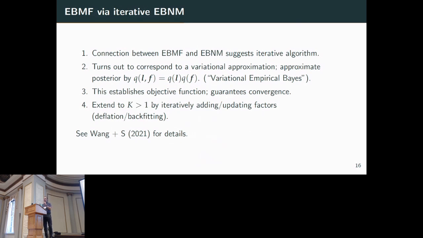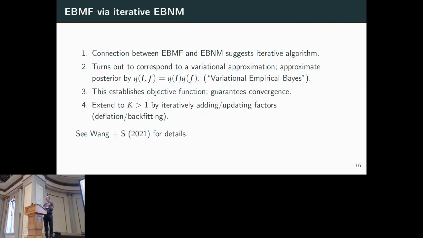And then that's for k equals 1. What you can do for k equals 2 is you estimate it for k equals 1, and then you remove that estimate from your data and repeat. This is a commonly used strategy in matrix factorization methods, sometimes called deflation, where you estimate one component, remove it, and repeat.